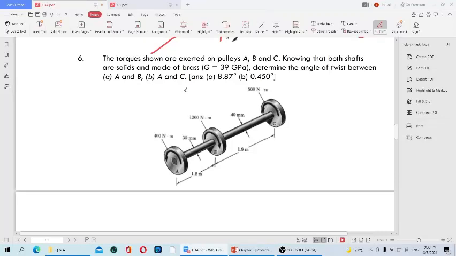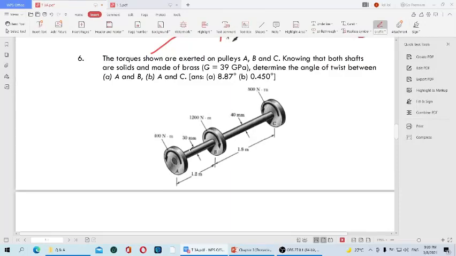The torques shown are exerted on pulleys A, B, and C. Knowing that both shafts are solid and are made of brass, determine the angle of twist between A to B and A to C.